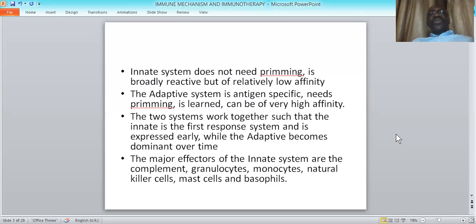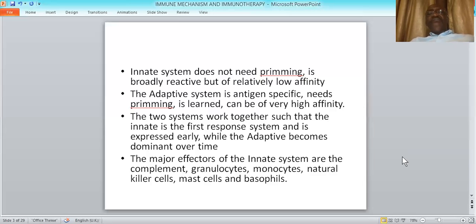Like I said earlier on, the two systems work together. But what happens is that once there is a breach of the body system, for example, by an invading microorganism, the innate immune system is activated very quickly. It's the first response system. It is expressed early. It is when the innate system fails, or sometimes when there is need for assistance to the innate immune system, that the adaptive immune system becomes activated. With time, the adaptive immune system becomes dominant over the innate immune system.